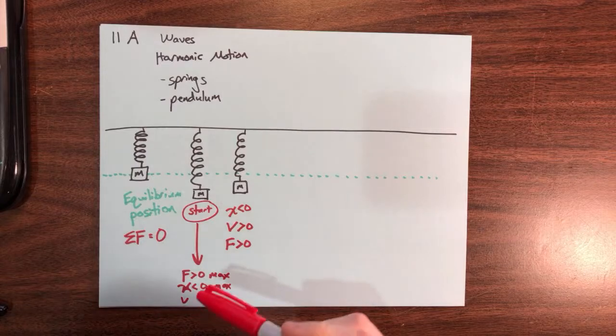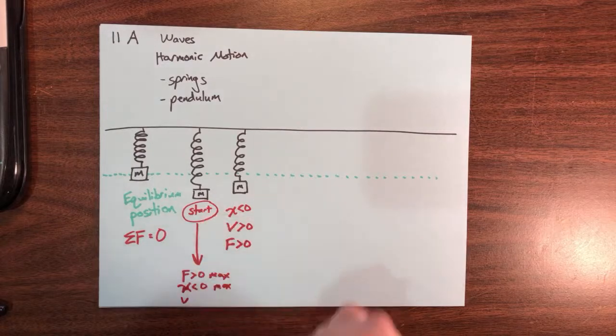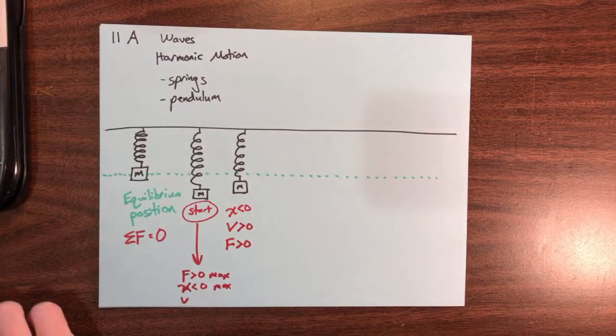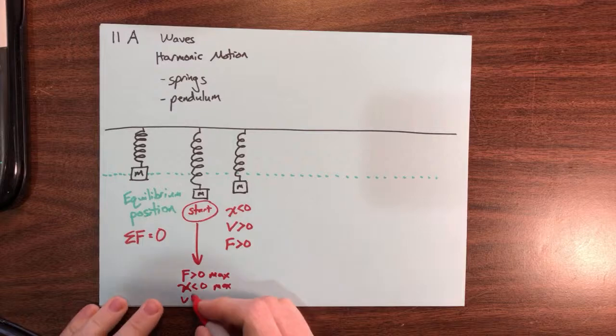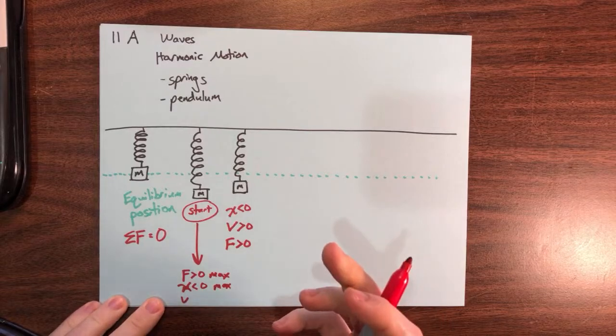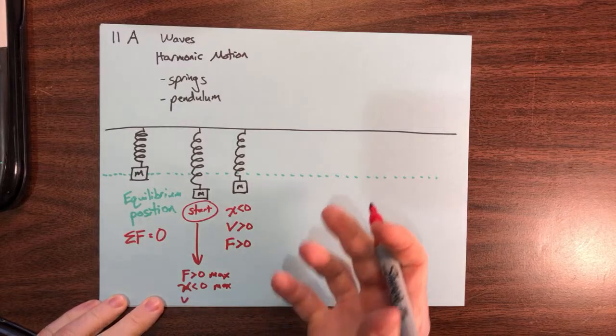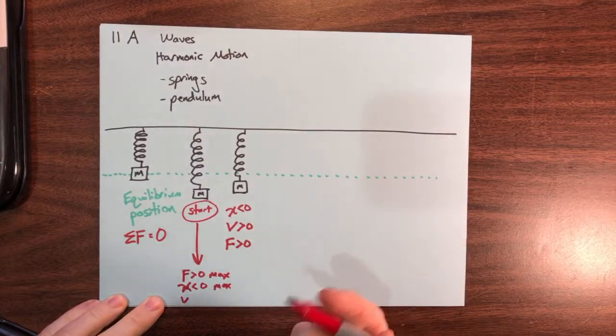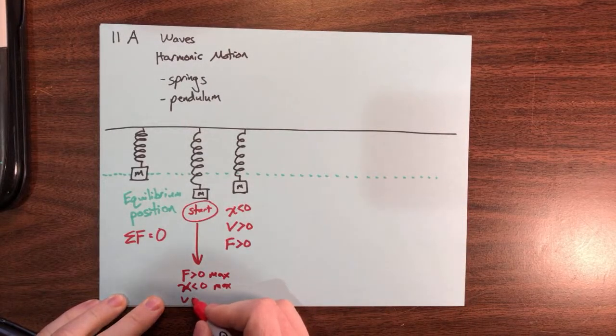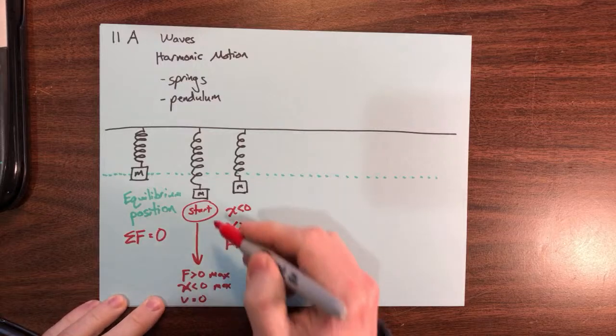What should the velocity be at the very start? And we're going to get back to that position here in a little bit. 0, exactly right. So at the very, very start, when you just barely let go, it hasn't had time to build up any kind of momentum. That force hasn't really had time to act on it. So the velocity is going to be 0 here.